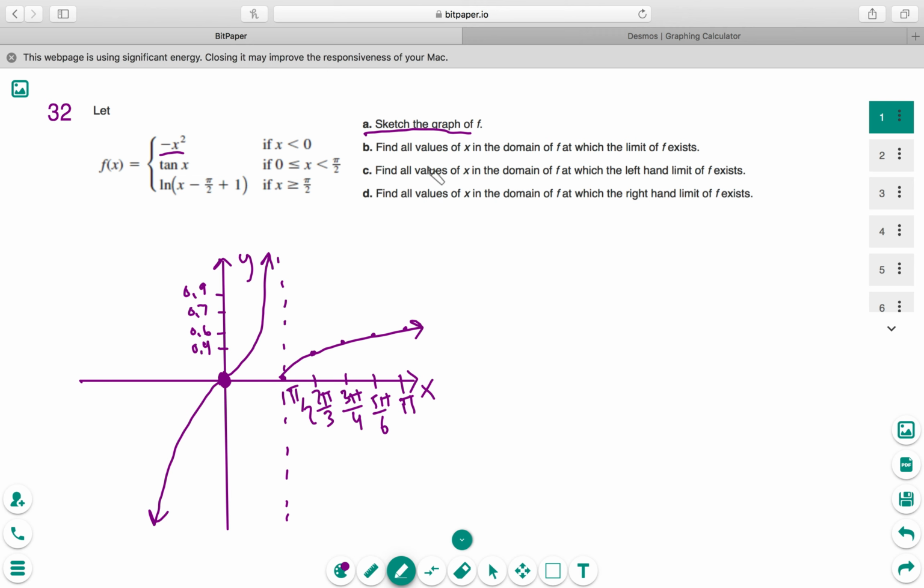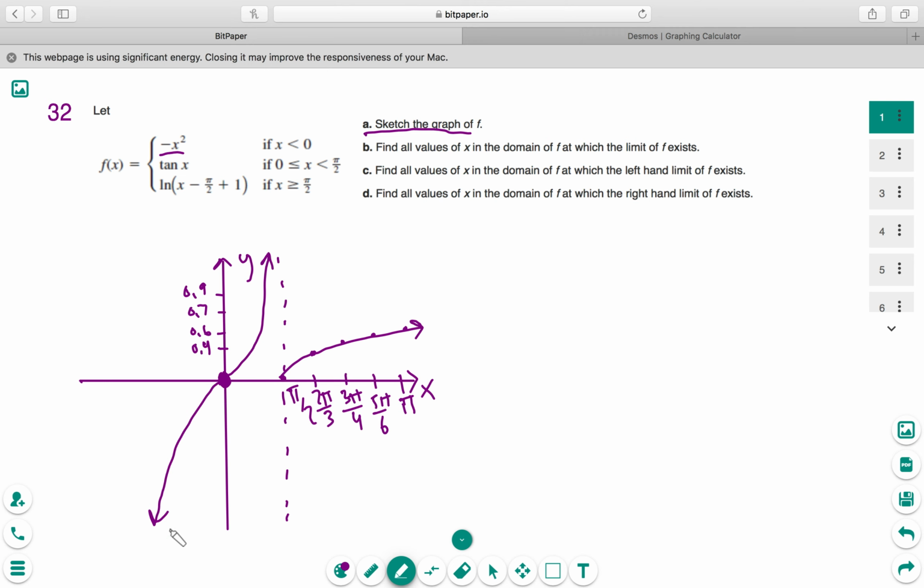And so B, it says find all the values of x in the domain of f at which the limit of f exists. So remember, when a limit exists, we know that first of all there has to be a continuous function, right? Because if there's not a continuous function, you can still have a limit existing, but only with certain properties. And remember you had the hole in the last problem?